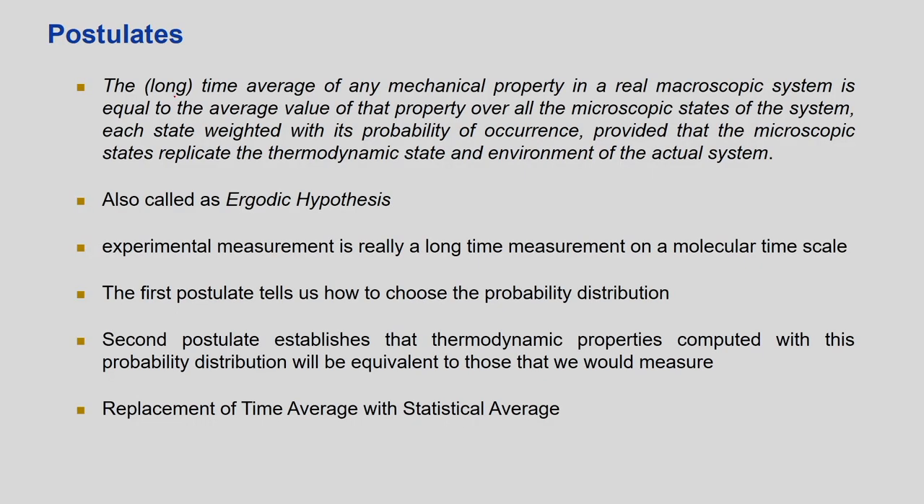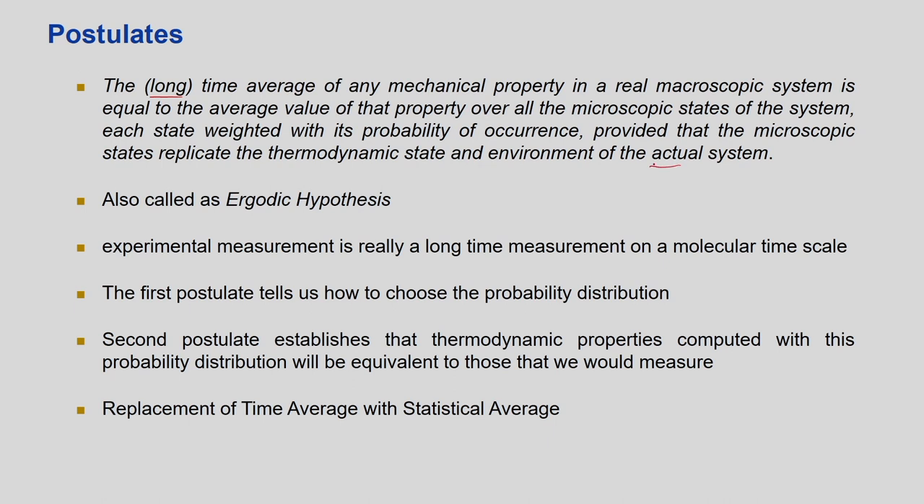If we know all the states are equally probable, then can we define a probability distribution expression? We will see that in the next postulate. The next postulate states that the long time average of any mechanical property in a real macroscopic system is equal to the average value of that property over all the microscopic states of the system, each state weighed with the probability of occurrence, provided that the microscopic states replicate the thermodynamic states and environment of the actual system.